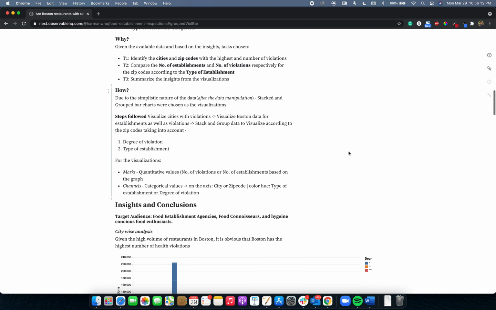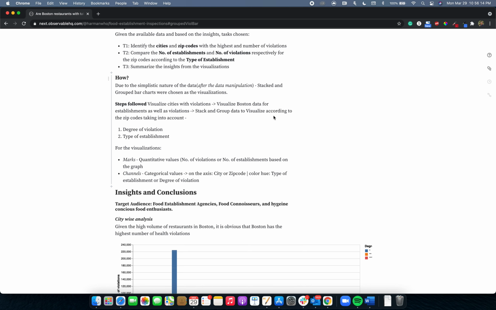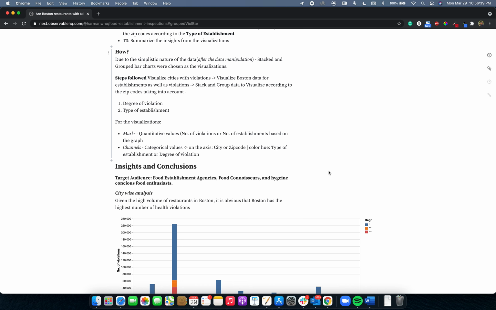How I have achieved this is by visualizing the cities with violations for the state, then visualizing the Boston data for establishments as well as the violations, and stacking and grouping data to visualize according to the zip codes into the column. So the two things taken into consideration are the degree of violation and the type of establishment that is there.